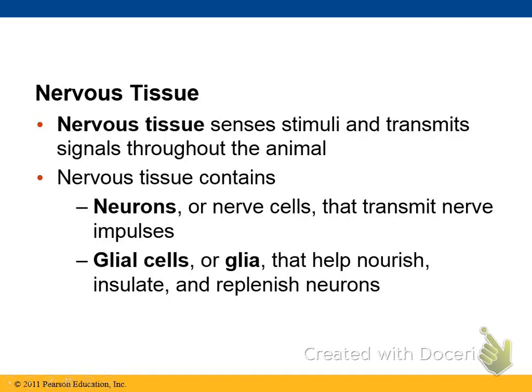Nervous tissue senses stimuli and transmits signals throughout the animal. Nervous tissue contains neurons, or nerve cells, that transmit nerve impulses.